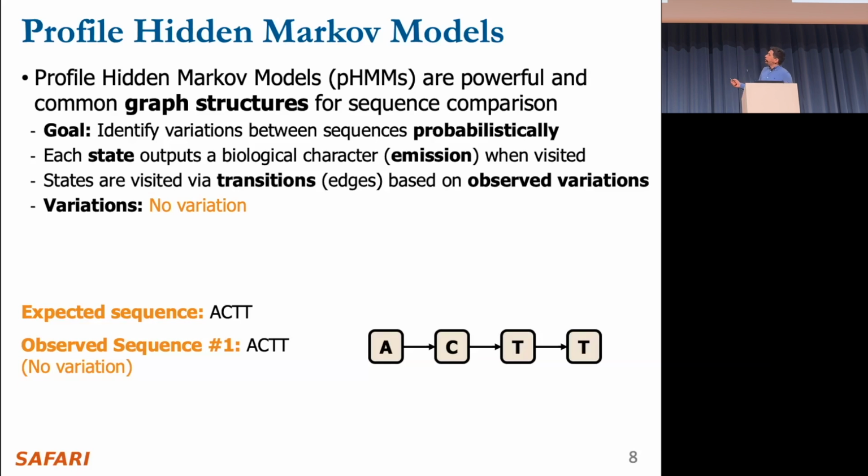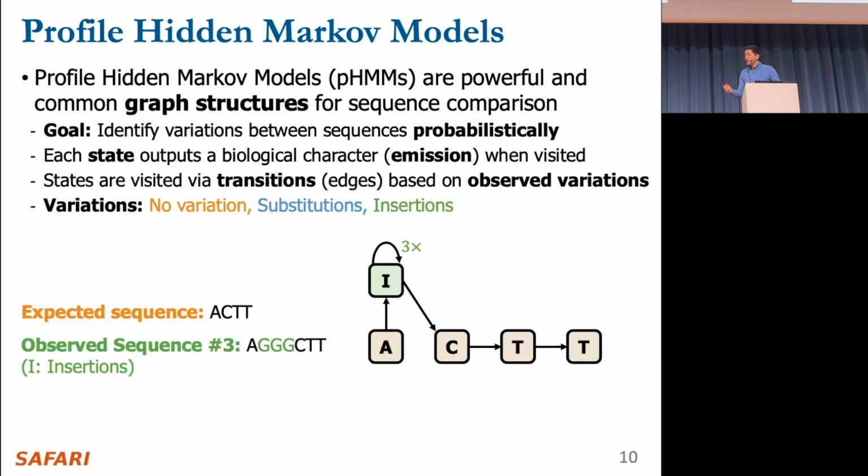For example, if the sequence that we're observing is also ACTT, meaning there is really no difference between the expected sequence and ACTT, we simply follow this path and identify that there is really no variation in the sequence that we're observing. But of course, there are other types of variations, for example, substitutions. It may happen that compared to our expected sequence, we may have a slight substitution or variation. And in order to handle such cases, a corresponding state can output a different character.